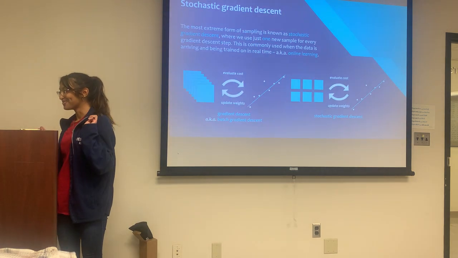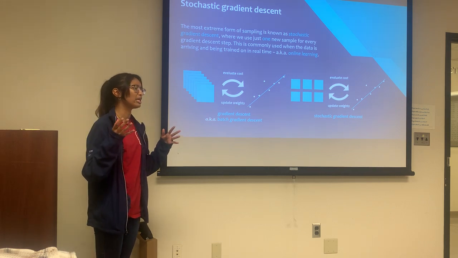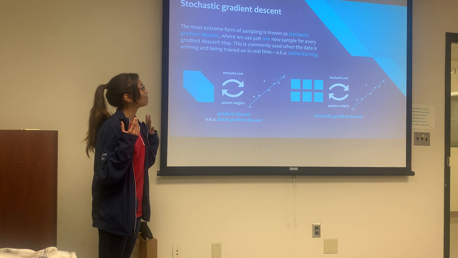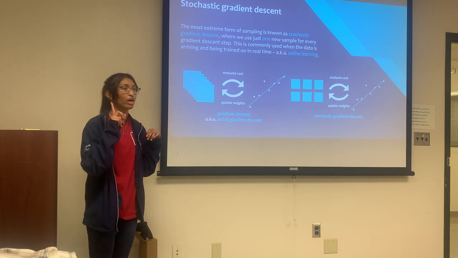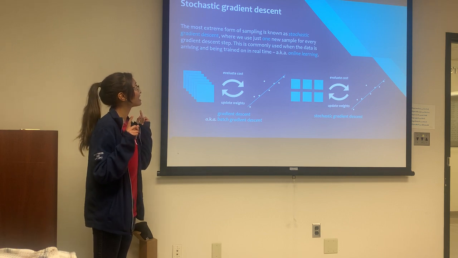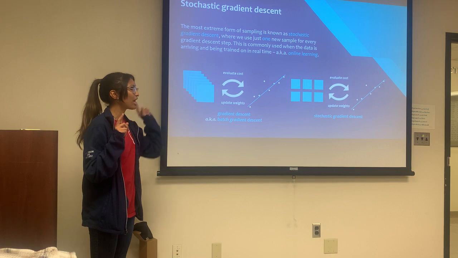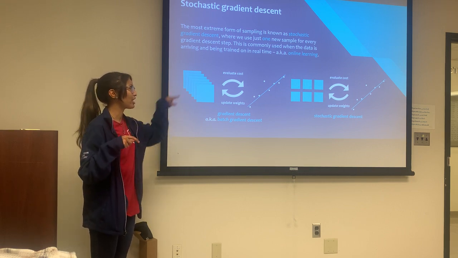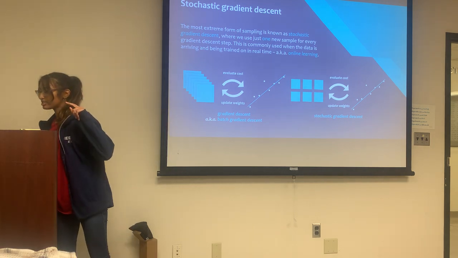An extreme example of mini batch gradient descent would be choosing a batch size, the number of points you're doing gradient descent on, to be 1, and that would be called stochastic gradient descent. So basically, you'd be applying gradient descent on a random point, then updating the weights, and then doing it again, trying to get closer to the right answer.